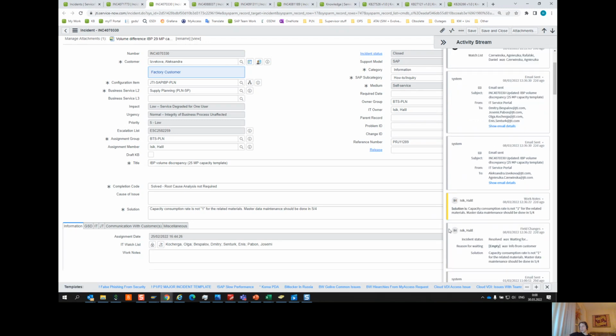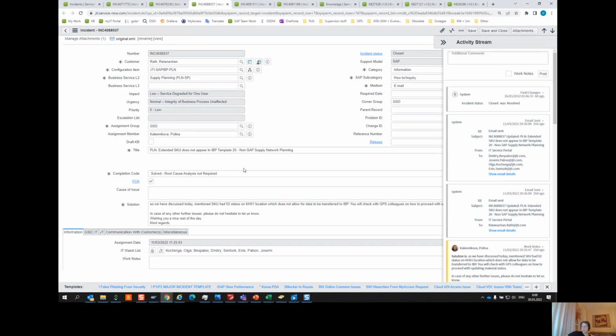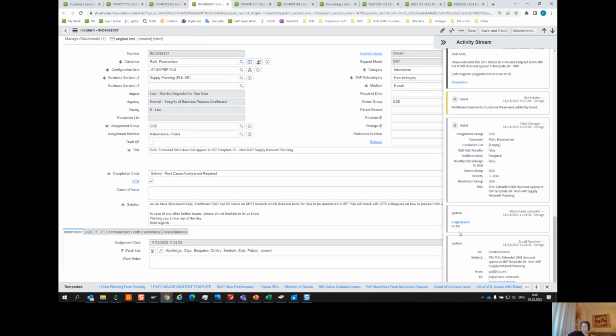So probably GSD could be close if we were better in understanding of material master data, how it affects the key figures in IBP. But yeah, BTS PLN will probably not reject such an incident ticket because it is clearly a functional question, quite hard for GSD.